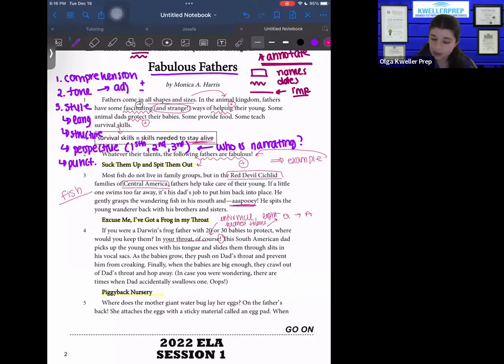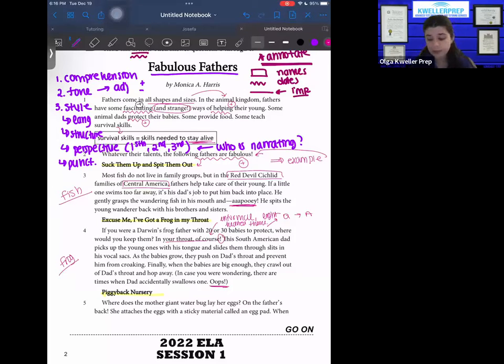The South American dad picks up the young ones with his tongue and slides them through slits in his vocal sacs. As the babies grow, they push on dad's throat and prevent him from croaking. Finally, when the babies are big enough, they crawl out of dad's throat and hop away. In case you are wondering, there are times when dad accidentally swallows one. Oops. So again, it continues on the same theme. And then here I would just annotate for myself, frog.